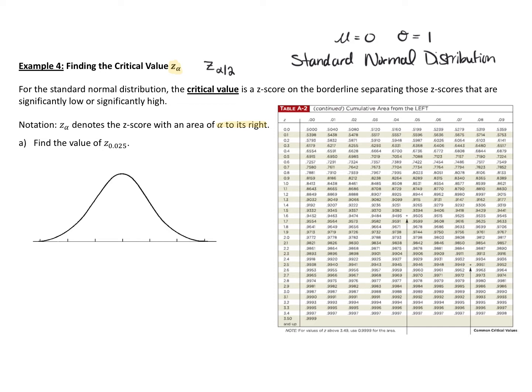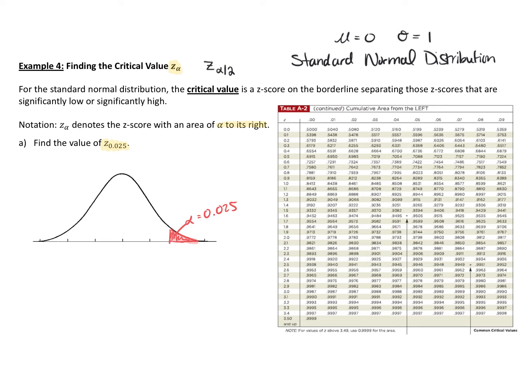So let's take a look at this first example. We want to find the critical value z sub alpha, where alpha is 0.025. This means we're looking for a z-score that has an area of 0.025 on the right. So I'm going to mark where approximately 0.025 is on this distribution. I'm marking this area right here in red, okay? It has an alpha, or an area, of 0.025.